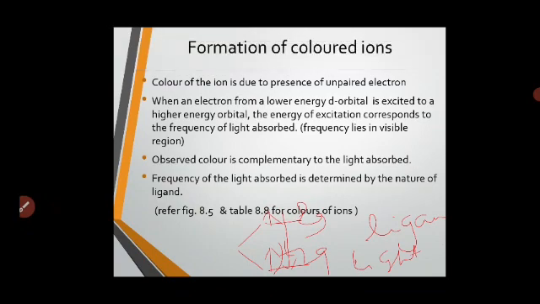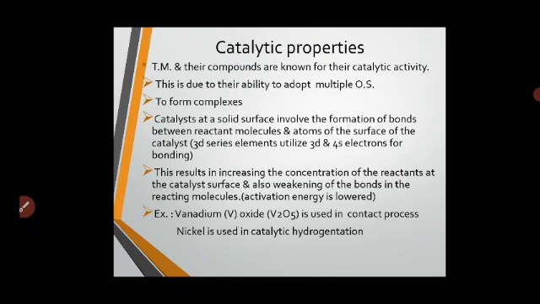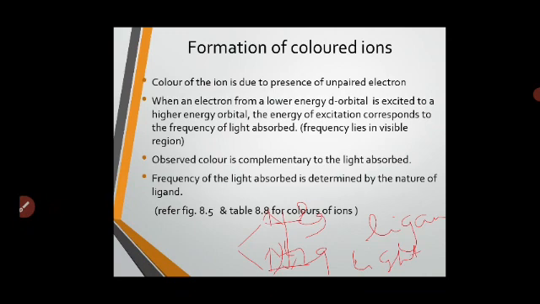So the color of the ions is because of the presence of unpaired electrons. When an electron from a lower energy d orbital is excited to a higher energy orbital, the energy of excitation corresponds to the frequency of light absorbed, and this frequency lies in the visible region, and hence we can see the color. That's why copper compounds are blue in color. So there are different colors like this. For example, chromium is a little bit yellowish in color.